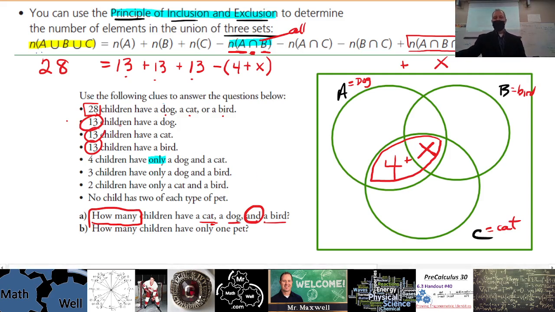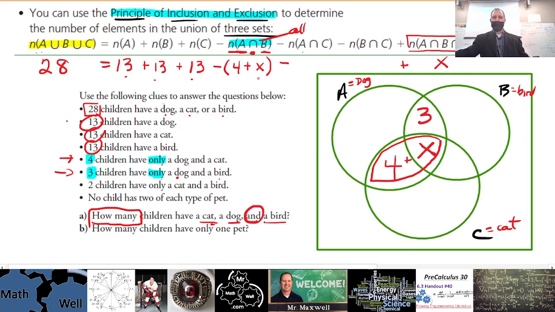All right, let's keep going, see what the other ones say. We got that taken care of. So 3 children have only a dog and a bird. Only a dog and a bird. That's this section right here. So what goes in there? 4. Nope, 3. 3, sorry. Okay, so that's dog and bird only. So where's dog? Yeah, dog and a bird here.